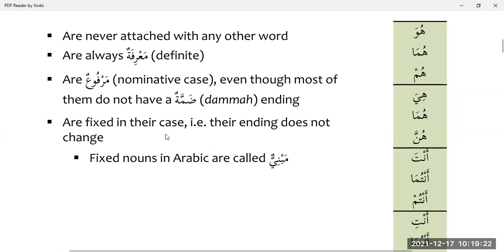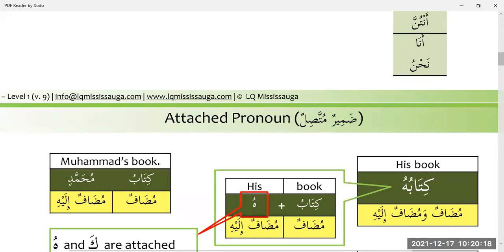And they are fixed in their case. Their ending doesn't change. Their ending will never change. Anta will always be anta. Antuma will always be antuma. Antum will always be antum. Then they are fixed nouns, and in Arabic we call it mabni. They are constant, fixed nouns, and their ending doesn't change. This is about the detached pronouns or the separate pronouns, damir munfassil.